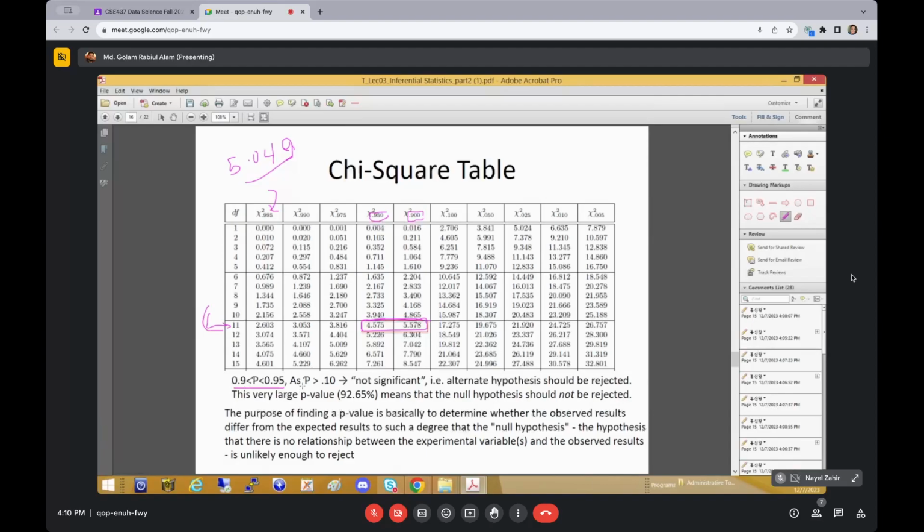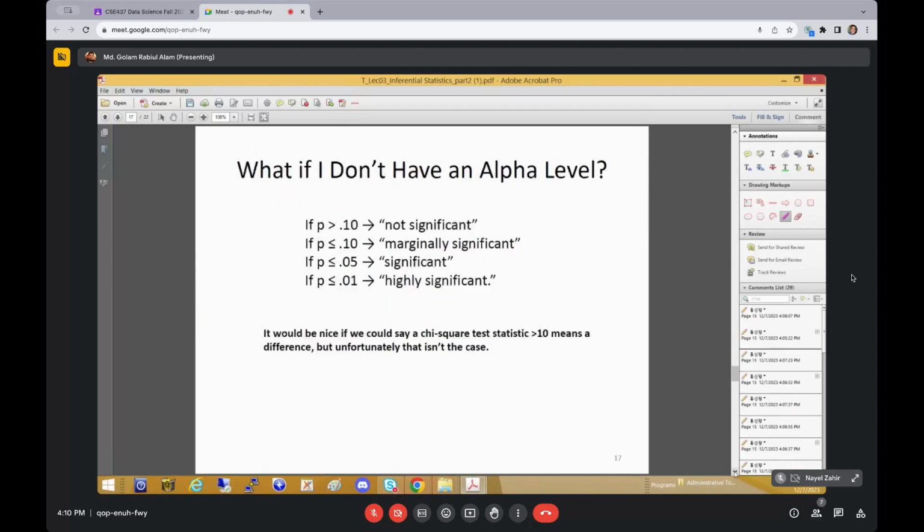If a p-value is greater than 0.1, we usually call it not significant. If less than 0.1, it is marginally significant. Less than 0.05, it is significant, and less than 0.01, it is highly significant. Our p-value is within this limit, so we can say 0.95.